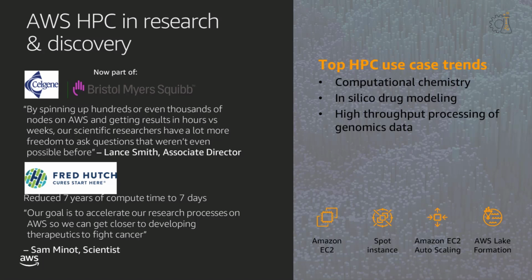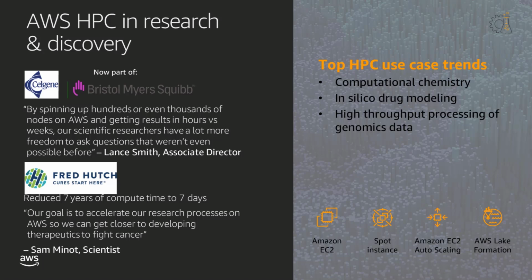These are a few notable customer success examples utilizing AWS HPC services and solutions in the area of drug discovery and research. Celgene, now part of Bristol Myers Squibb, have been able to utilize AWS HPC infrastructure and services to speed their R&D experimentation, allowing them to get results in hours instead of weeks.